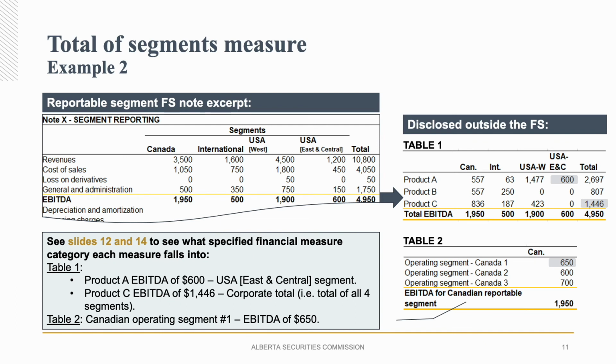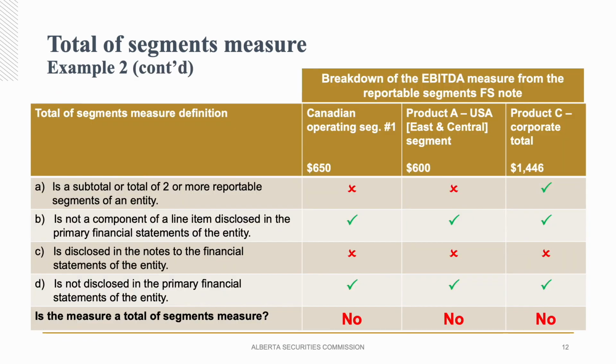On the slides that follow, I will go through the 3 different measures presented on this slide. 1, EBITDA of $600 for product A for the US East and Central reportable segment. 2, EBITDA of $14.46 for product C for the total of all of the 4 reportable segments. And 3, EBITDA of $650 for the Canadian operating segment number 1. Again, on this slide, for each of the measures, I will go through each paragraph of the total segments definition to see if it meets the conditions.